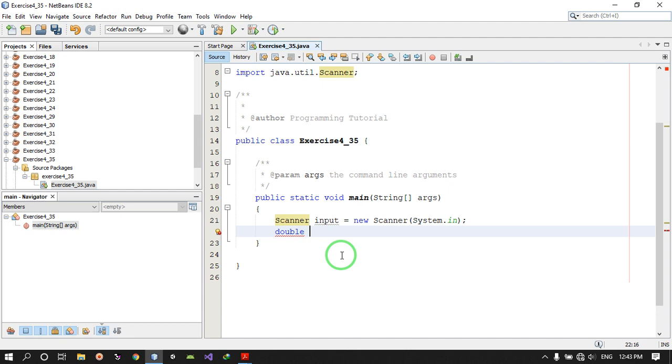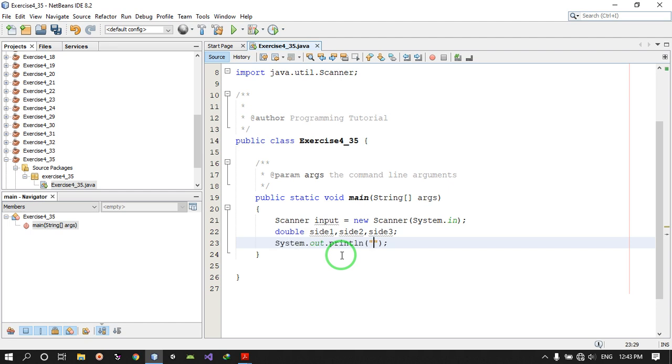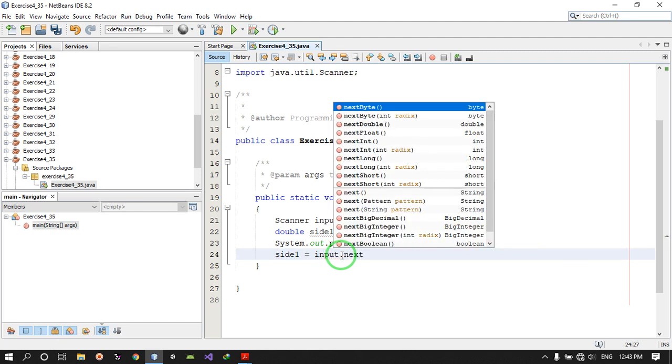Level side 1 comma side 2 comma side 3. Enter side 1. Side 1 equals to input dot next double.